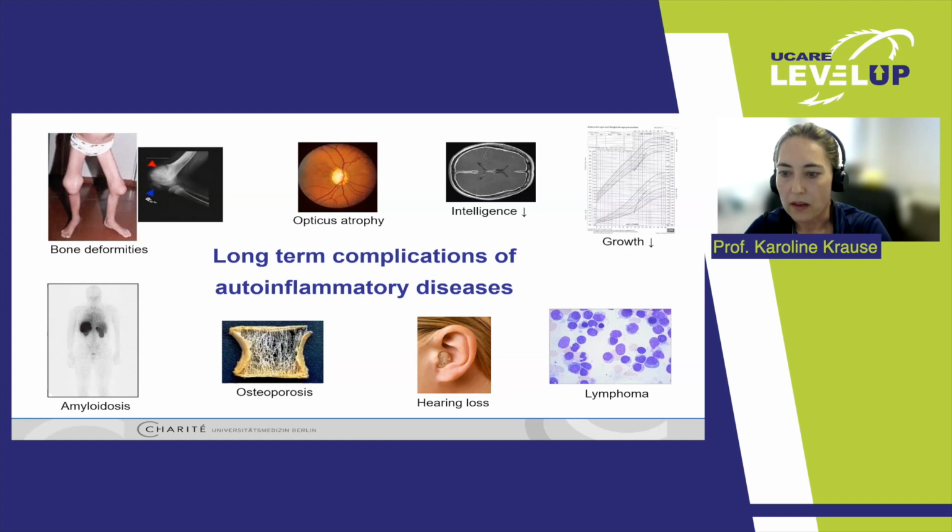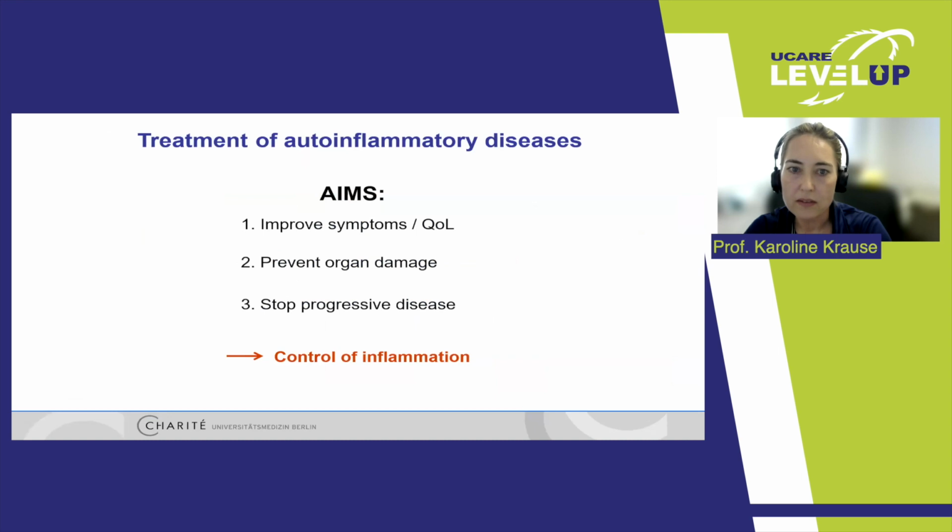This is something that may present in patients with Schnitzler syndrome, because 10 to 15% of these patients develop a lymphoproliferative disease, and most often Waldenström's disease, due to this monoclonal gammopathy. So what are the aims? First of all, improve the symptoms, the quality of life, prevent further organ damage, and stop a progressive disease. And this is usually done by controlling the inflammation.